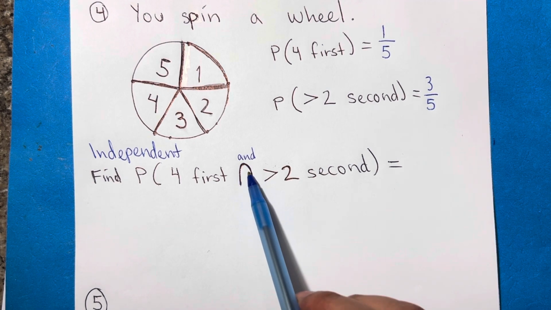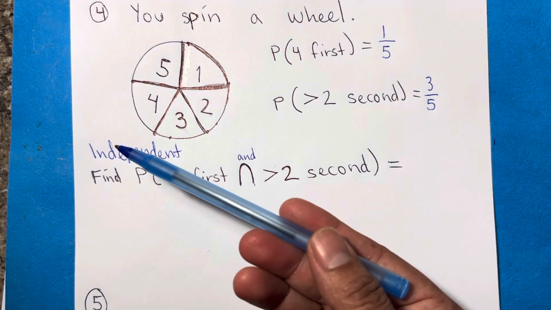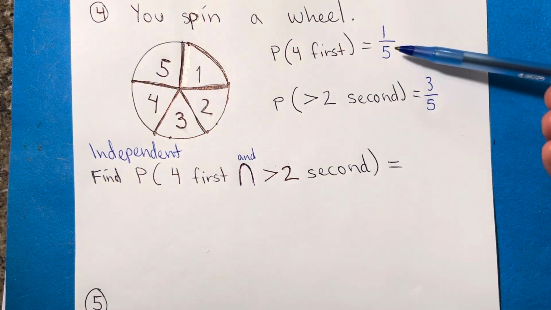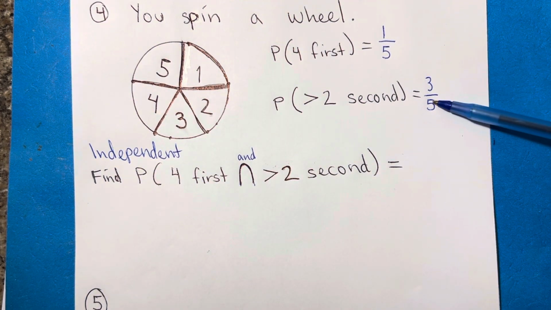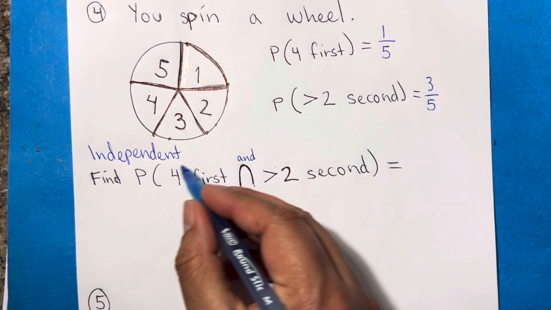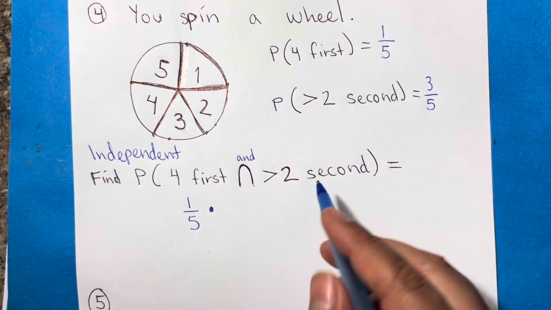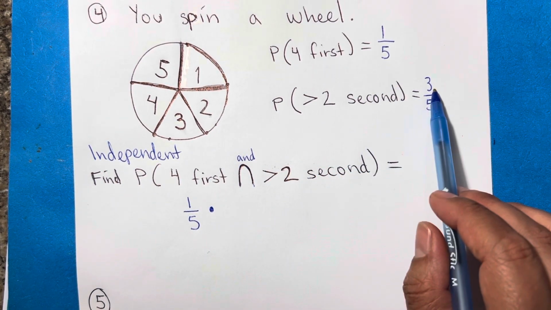And when we are trying to find joint probability, it doesn't matter if it's independent or dependent, what you do is multiply the two probabilities that we got for each event. Okay, so for this event it is 1/5 times the probability of getting a number that is greater than 2, which is 3/5.